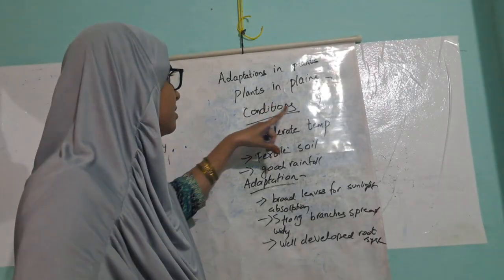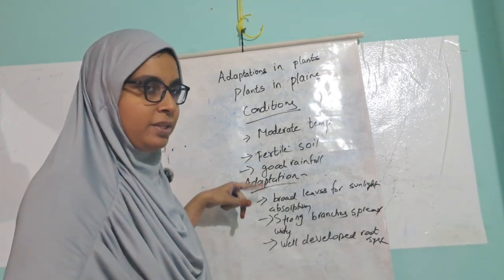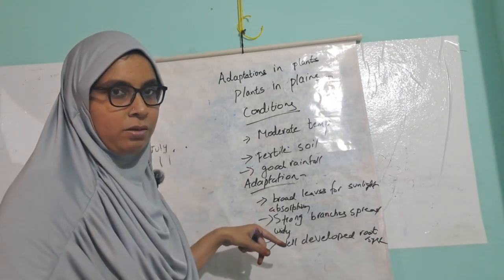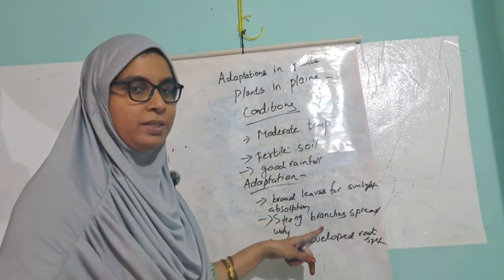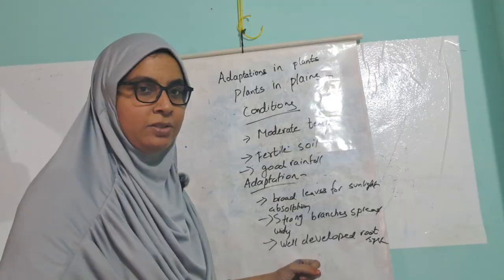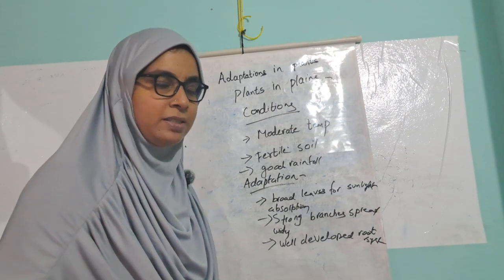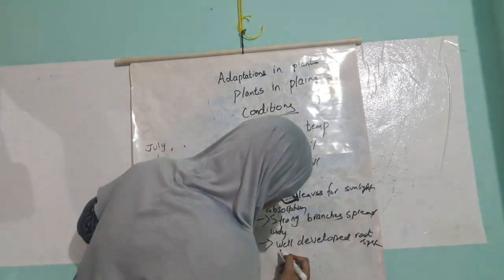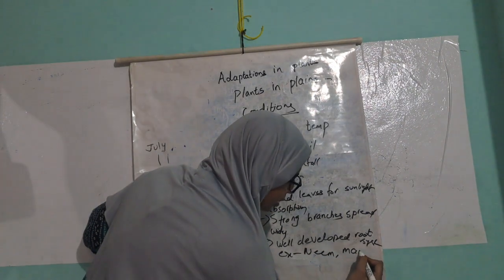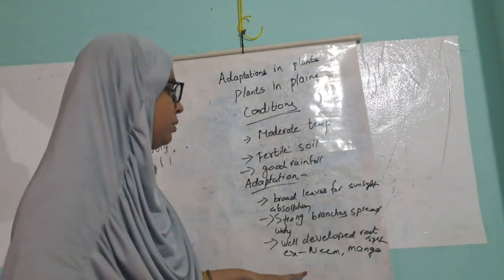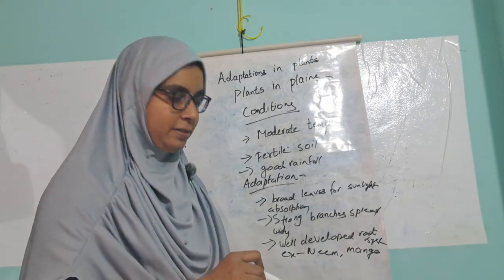So, in the plain areas, the temperature is very moderate, the soil is fertile, they have good rainfall. How do they adapt to the environment? They have broad leaves that absorb the sunlight and they have strong branches that spread widely. They have a well developed root system. What are the examples of the plants? Neem, mango. So these plants live in plain areas.